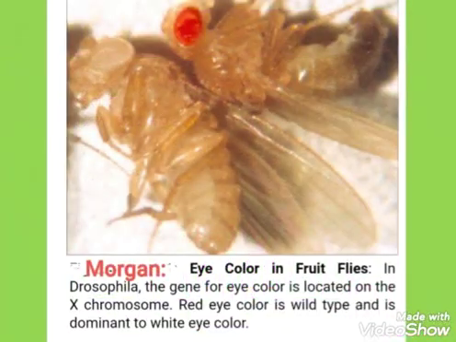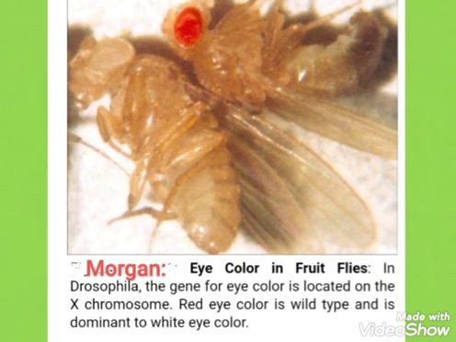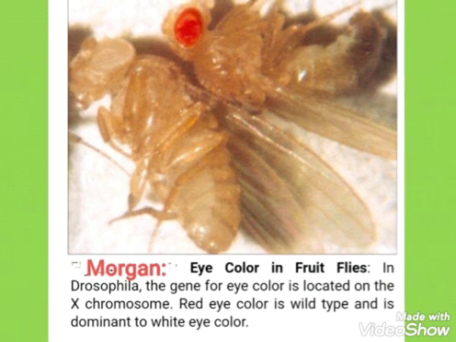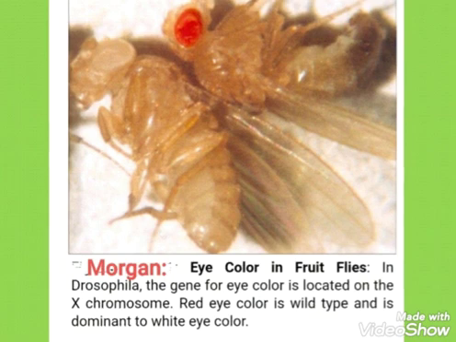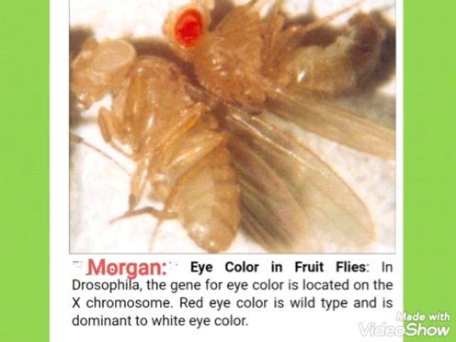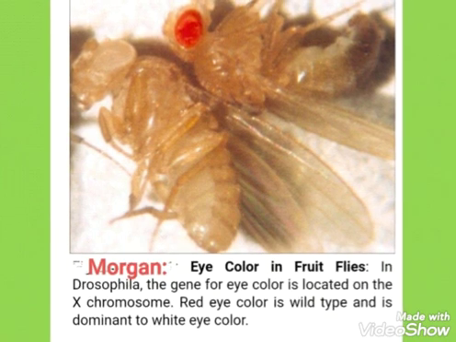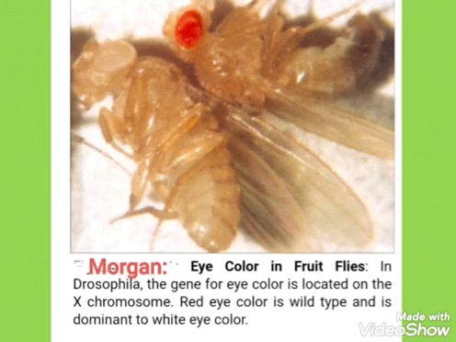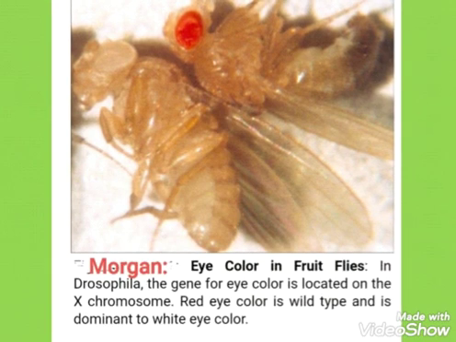Thomas Morgan, in 1910, worked on the fruit fly Drosophila melanogaster. The fruit fly completes its life cycle within 2 weeks. That's why he used Drosophila melanogaster for his experiments.